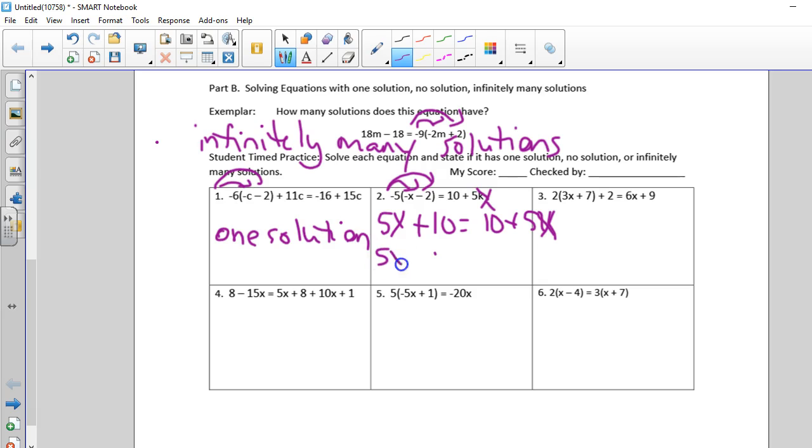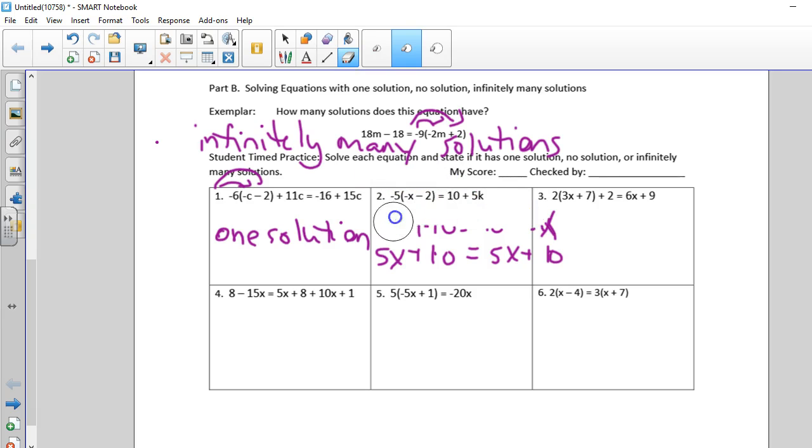Well, if we use our reflexive property, doesn't that mean that 5x plus 10 is equal to 5x plus 10? They're the same. So when they're the same, you can see that they're going to be the same number, because if x were 1, they'd both be 15. If x were 2, they'd both be 20, and so on.